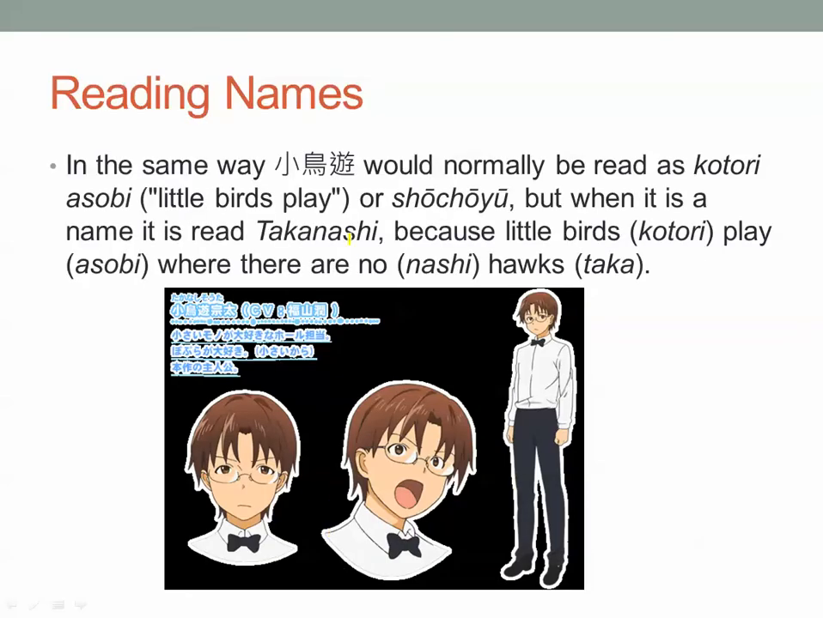Here's another one. In the same way, these characters would normally be read as kotori asobi, little birds play. Or, if you're going to go with the onyomi, shocho yu. But when these are put together in the context of a name, we read them Takanashi, because little birds, kotori, play, asobi, where there are no hawks. There are no, nashi, hawks, taka. So it's Takanashi. And indeed, here we have another example of a manga character who has that name, Takanashi.